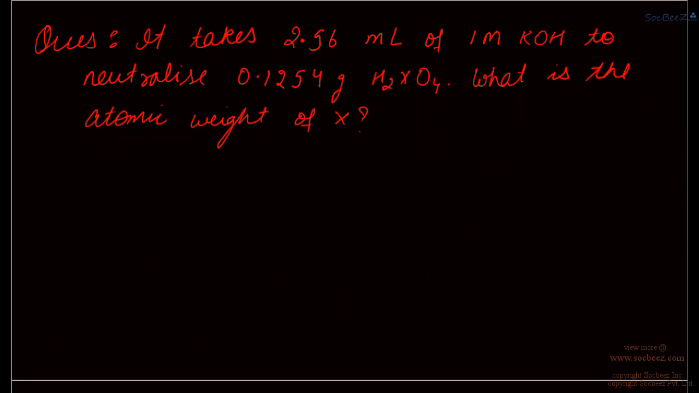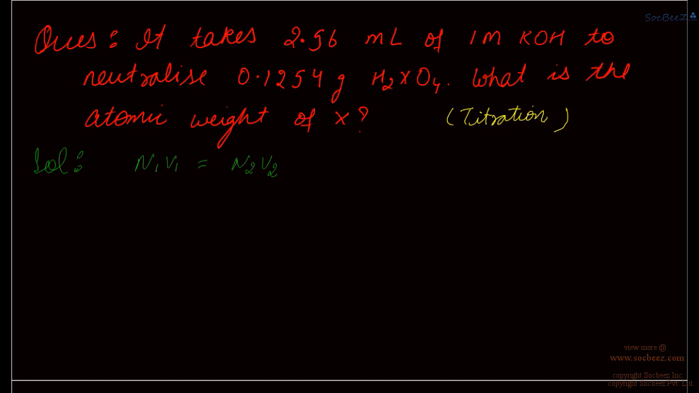The question says, it takes 2.56 milliliter of 1 molar KOH to neutralize 0.1254 gram of H2XO4. What is the atomic weight of X? So this is a titration problem. What we need to keep in mind is that since this is a titration problem, N1 V1 should be equal to N2 V2 of whatever the reagents that are participating in a reaction.